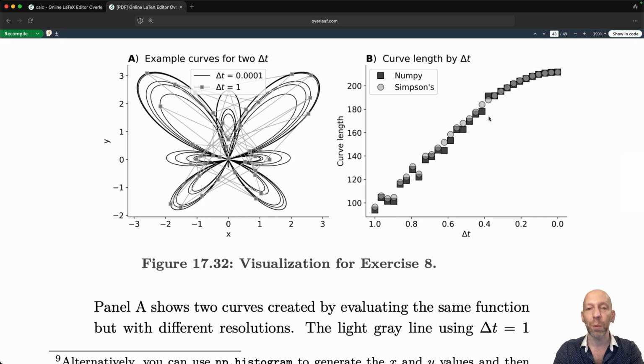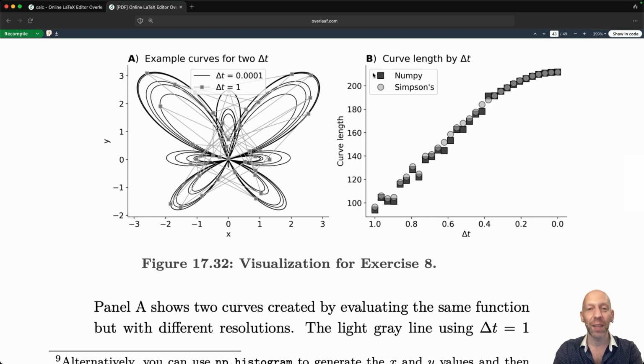Now we get to panel B. What you see here is delta t on the x-axis going from 1 all the way down to 0.001. So in fact, the drawing in panel A shows the two curves at the two extremes: the smallest delta t that we simulate and the largest delta t that we simulate. I've reversed the axis just to make things look a little more interesting. On the y-axis we have the curve length calculated using the integration methods that I introduced in this chapter. Of course, we have to approximate the curve length here. We cannot calculate it analytically because the function defining this curve is too complicated.